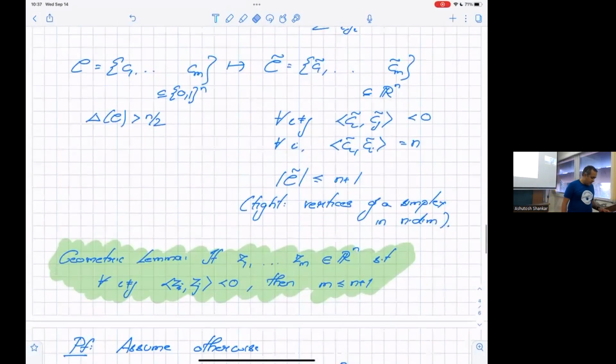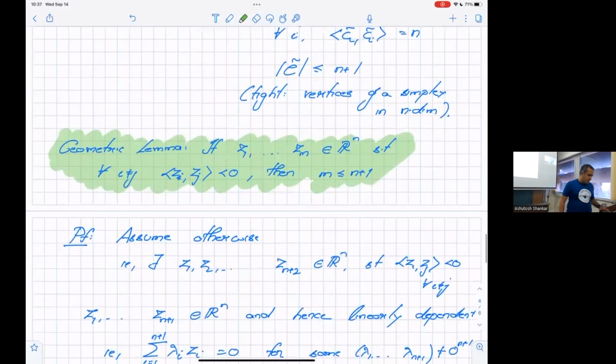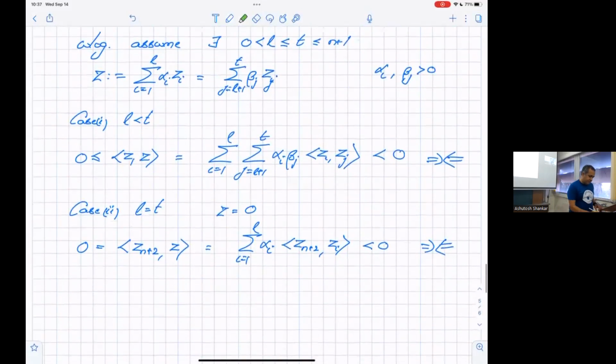So the idea of Plotkin is basically this map. The key thing about Plotkin over here is this very nice mapping. And you see in Fourier analysis, there are a lot of places where we take the Boolean world, map it to the real world, and do this. This is basically the underlying thing within Plotkin, and then Plotkin appeals to the geometric lemma to conclude the final result.